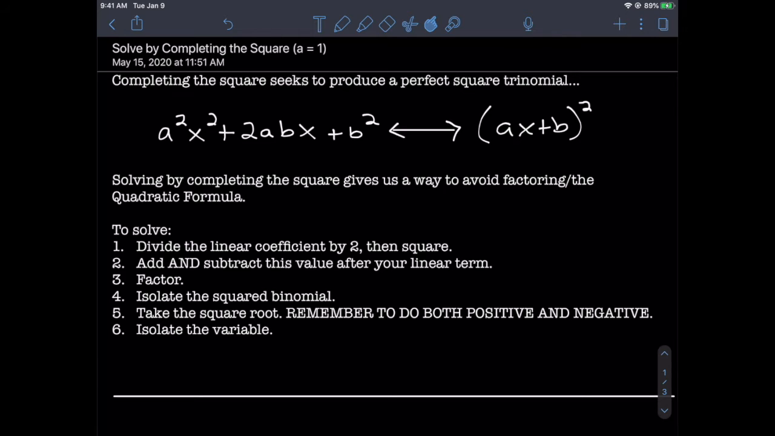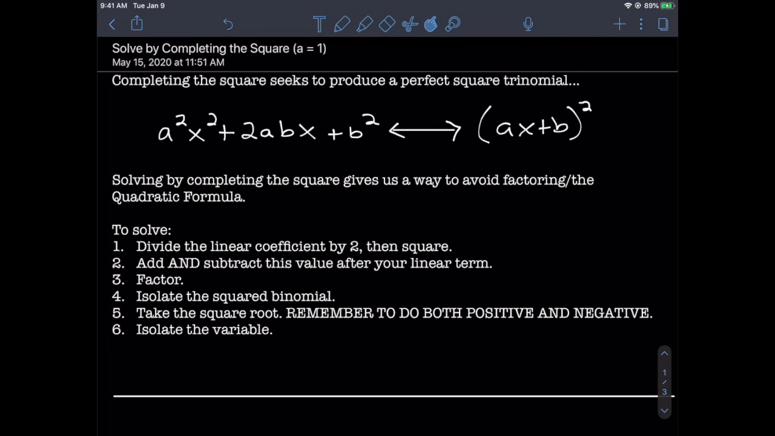Okay? You have to remember that you have to do both the positive and the negative square root. If you forget this, you're only going to get half the answers. Then the last step is to finally isolate the variable. You have to do these last two steps in this order. Don't try to add or subtract the number with x inside the parentheses before you take the square root. It's not the right thing to do.